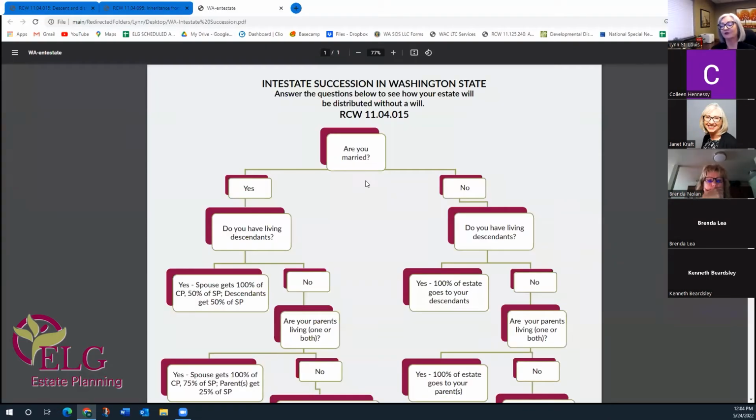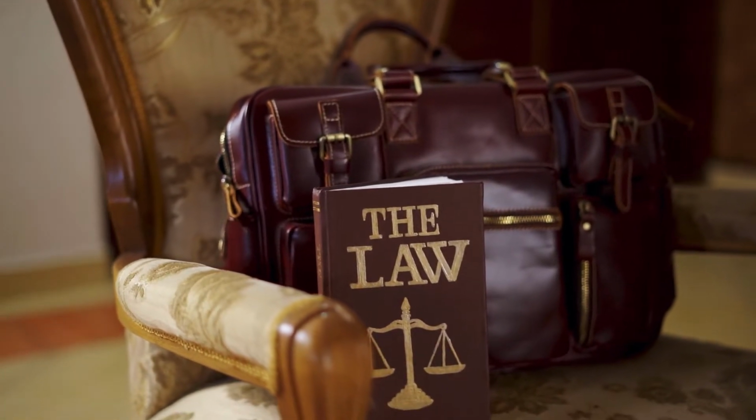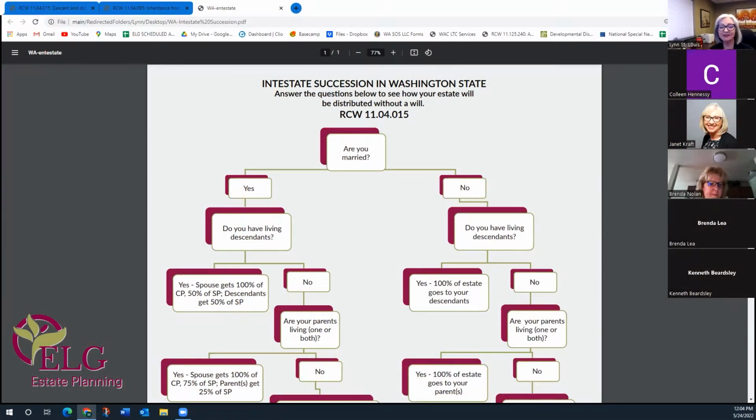So let's start with the chart. This chart is actually kind of confusing, I admit it, but hey, if there's not a will in place, it gets confusing. So don't be shy to ask questions. They'll be brought to my attention as well so that we can go over those because I'm happy to answer your questions as we go.